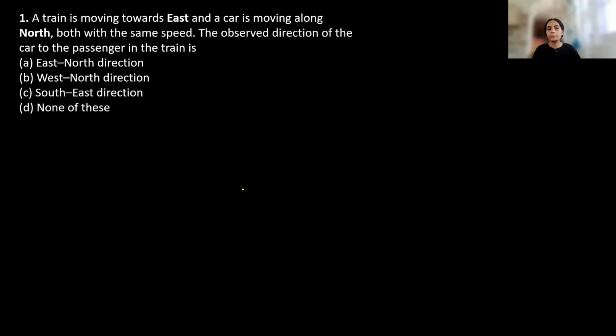Okay, now let us start, we will be dealing now with the relative concept. So a train is moving towards east. So हमारे पास एक train है, this is moving towards east, and this is the train movement direction, and a car is moving along north. Chalo, sorted. So this is car direction, the observed direction of the car to the passenger in the train. So velocity of car to the passenger in the train, so with respect to train we are getting asked its direction.